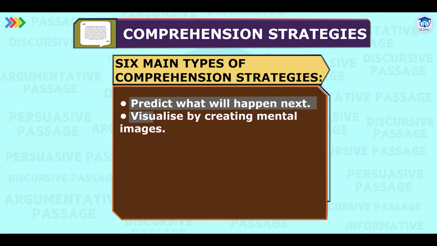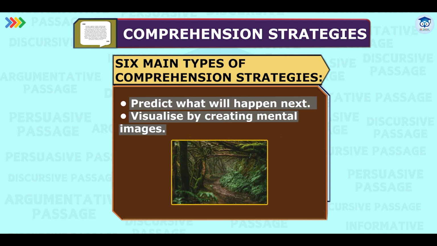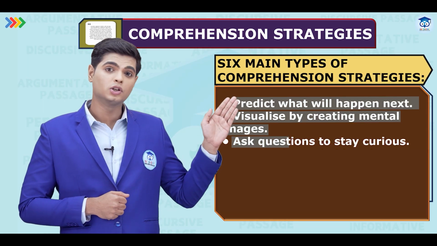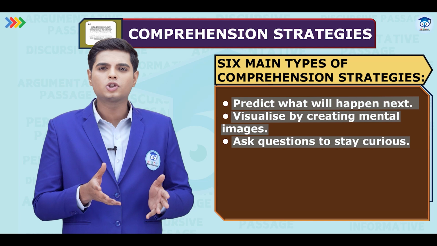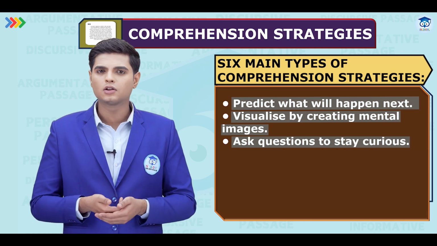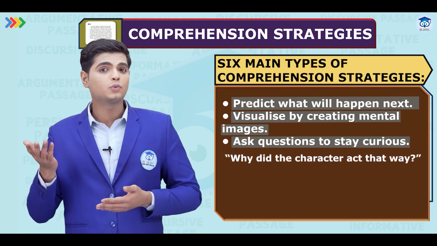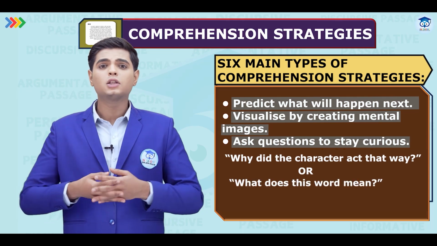Next is visualization, creating mental images as you read. Imagine a forest described as dense and green, and you picture yourself walking through tall trees. Then comes asking questions, being curious and questioning what you read. You might ask, why did the character act that way? Or, what does this word mean?